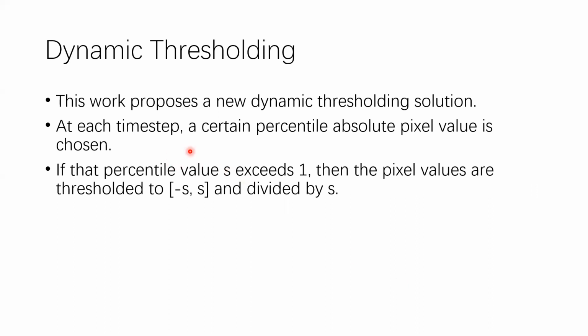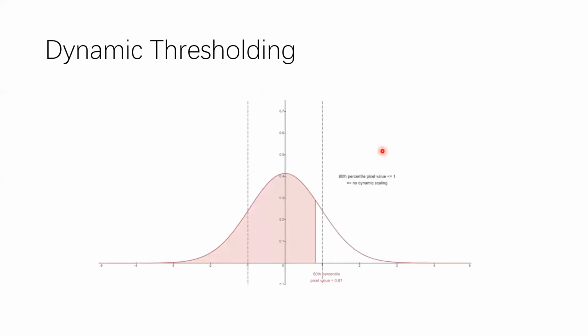So at each time step, a certain percentile absolute pixel value is chosen. And if that percentile value exceeds 1, then the pixel values are thresholded to -s and s, and then divided by s. So what does this mean? We actually have a series of figures to illustrate this.